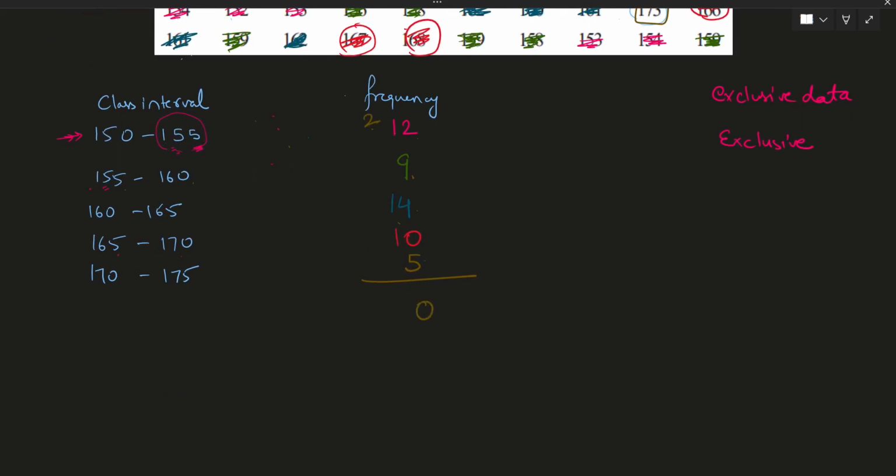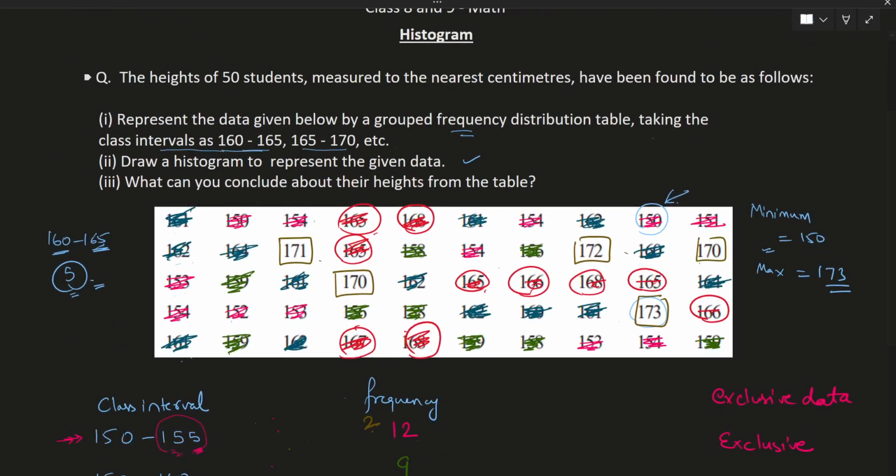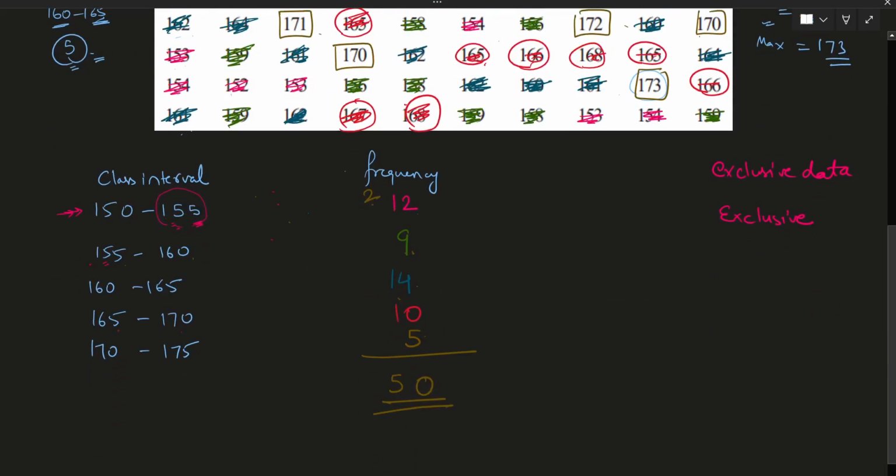So 2, 3, 4, 5. See, 50. Total 50 students are coming, and this was what was given to us. We have total 50 students. Okay. Now, students, let's start plotting this histogram. We have done with the frequency distribution table. This table, what we have drawn just now, is called the frequency distribution table.